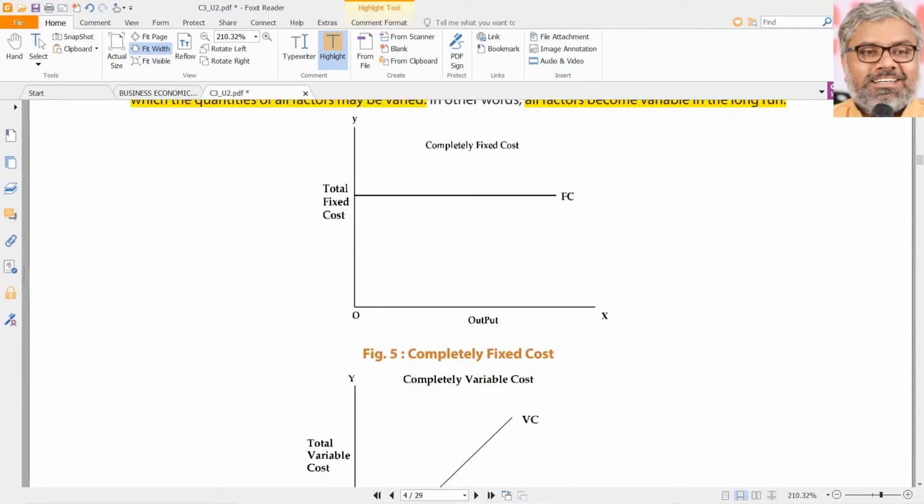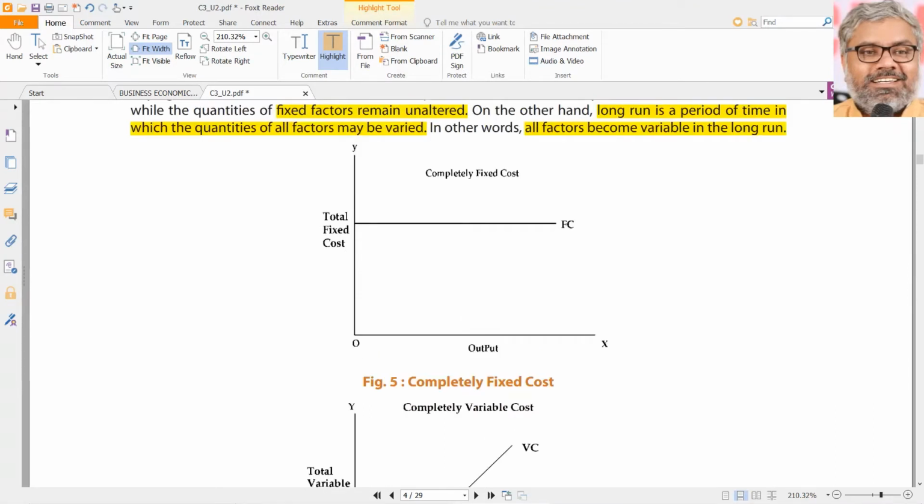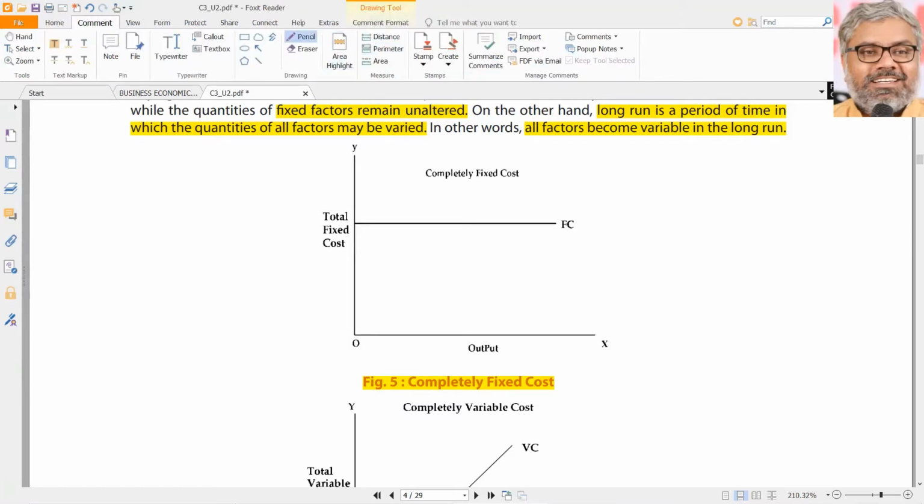This can be applied to costs also, the same concept. Look at this graph in figure number 5, which is a completely fixed cost. Completely fixed cost means the cost will not change. So what is happening here? Even though the output is changing, the fixed cost is constant. There is no change in the fixed cost. So when it is constant, naturally there is no change in this. It is a straight line parallel to the x-axis.